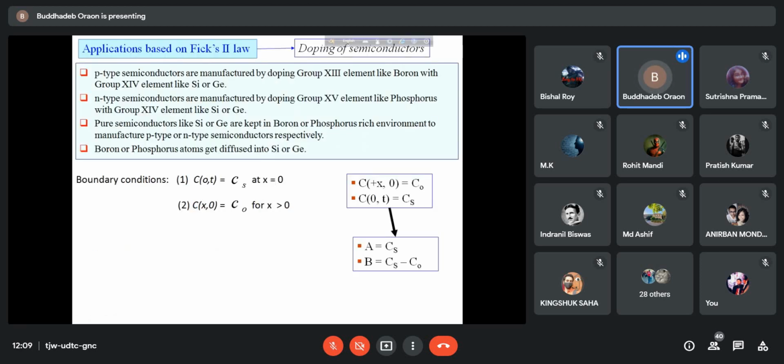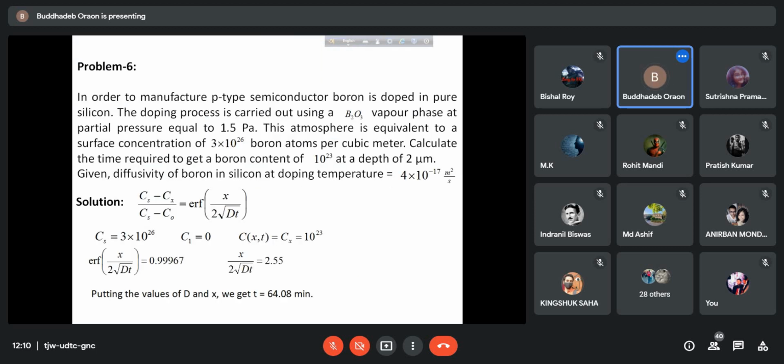Next, another application we are discussing is the doping of semiconductors. Diffusion is also a process by which semiconductors are manufactured. You know the basic physics of the doping process. What is done here is that an artificial atmosphere is created of some atoms which are to be doped, and then the process of diffusion is conducted so that the atoms are diffused into the semiconductor materials, maybe silicon or germanium. Here is one example.